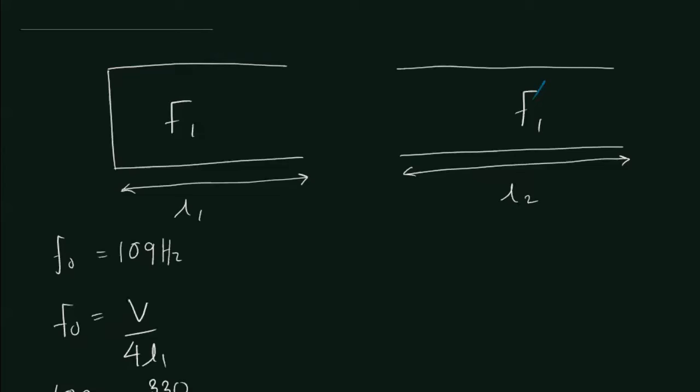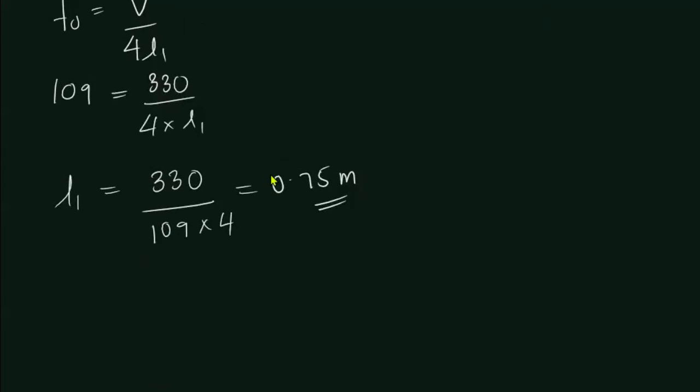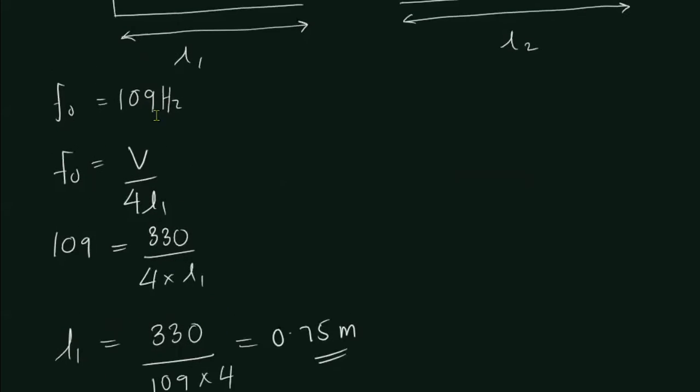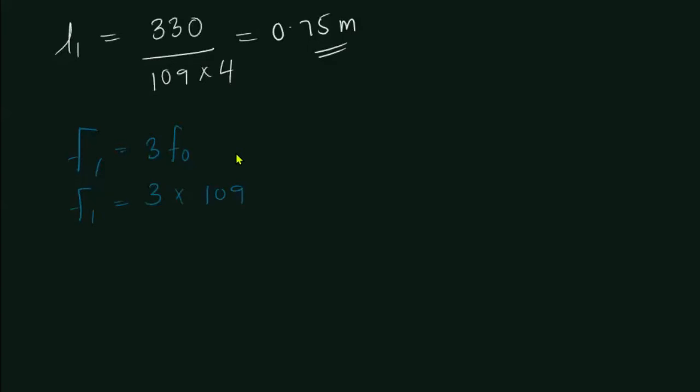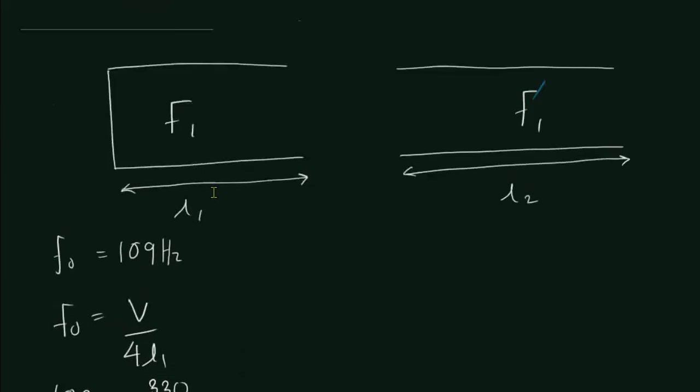How exactly is that found? Because they have given the overtone. F1 is equal to 3f naught, the first overtone. It's pretty simple. We know that the first overtone is 3 times the fundamental frequency. They have given the fundamental frequency of the one end closed tube. It is 109 hertz. So F1 is equal to 109 times 3, which is 327 hertz, I guess. So now we know that this frequency is 327 hertz.